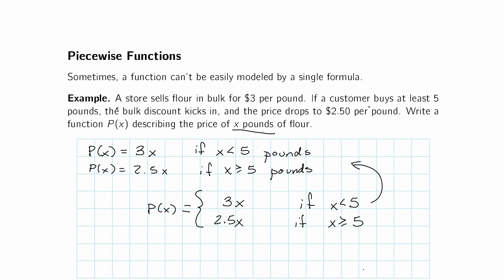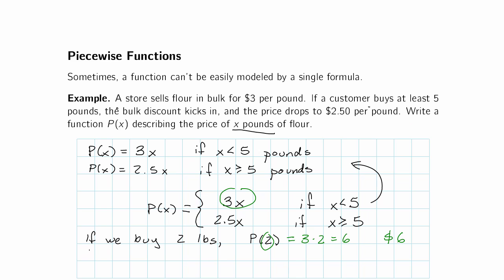of expressing this situation. So if we buy 2 pounds, well, the price of 2 pounds, for 2, we'll use this rule. So we'll have 3 times 2 is 6. If we buy 2 pounds, that costs us $6.